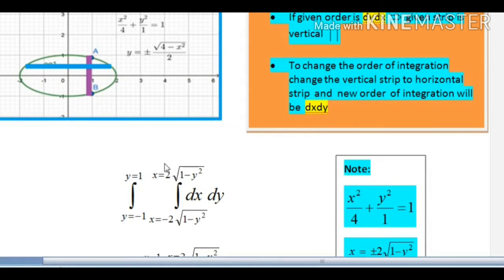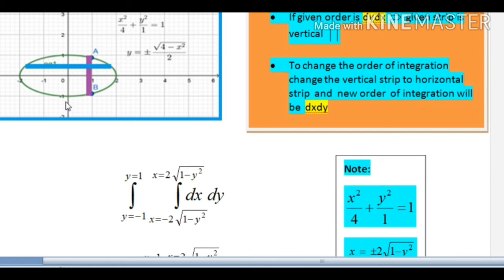Right? Variable limits for x. Now next you have to find constant limits for y. You know that your first limits are variable limits and second limits are constant limits. So limits of y. Now this strip, lowest it starts from here and highest it goes up to here. So at this point y is -1 and at this point y is 1.